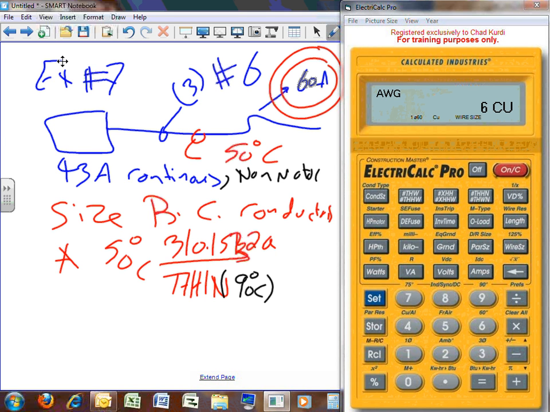0.82. Anybody disagree with my friend? 0.82. So that will give you a 0.82. My derating factor is 0.82. Any question about that? Piece of cake. Piece of cake up to this point.